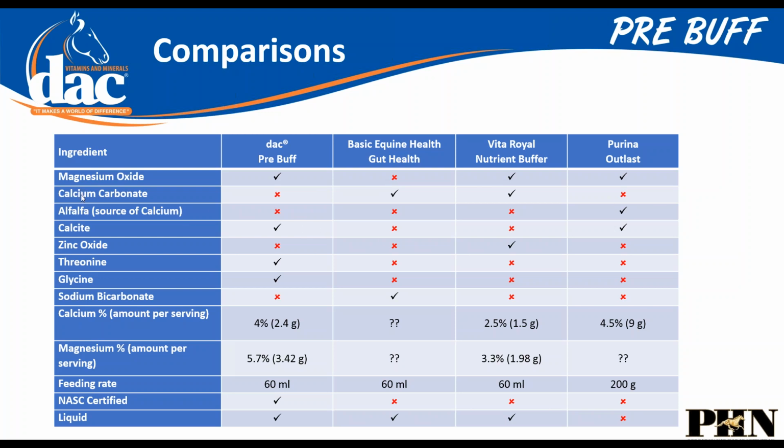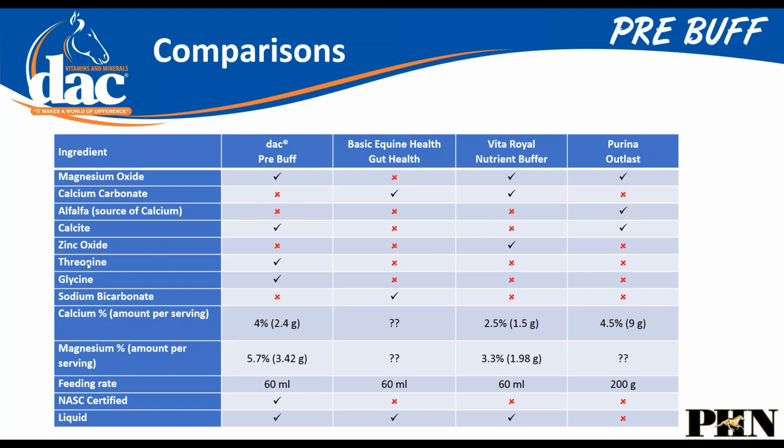Calcium carbonate, we do not use in the pre-buff. Competitors do. We do not use alfalfa as a source of calcium in this product. We wanted to use 100% calcite because it's just significantly more effective, and we're really trying to make this a really concentrated product. So we use 100% calcite in this product for the calcium source that's going to do the buffering. We do not have zinc oxide in this product.